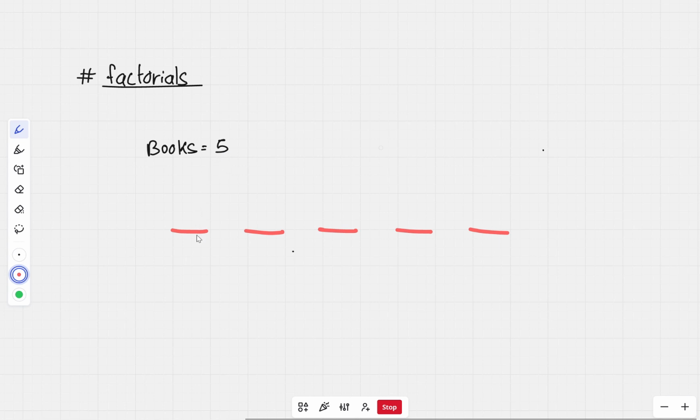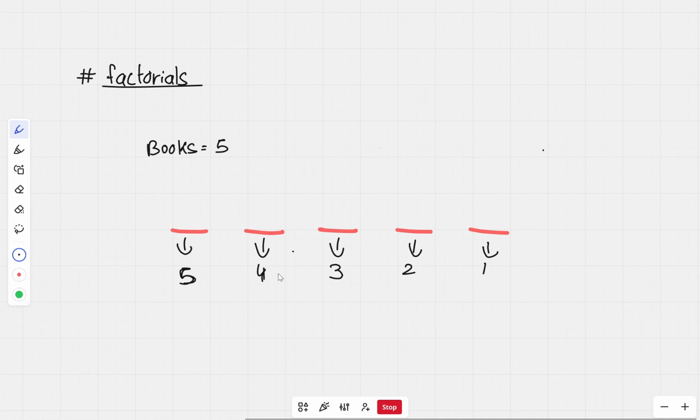Now let's look at the first place. We have 5 books, and for the first place we can put any of these 5 books. So we have 5 choices, which means there are 5 ways to fill this place. Then moving on, we have already kept a book here, so we don't have 5 books anymore. Now we are left with 4 books, so to fill this place we only have 4 options. And then for this place we only have 3 options, then here only 2, and here only 1.